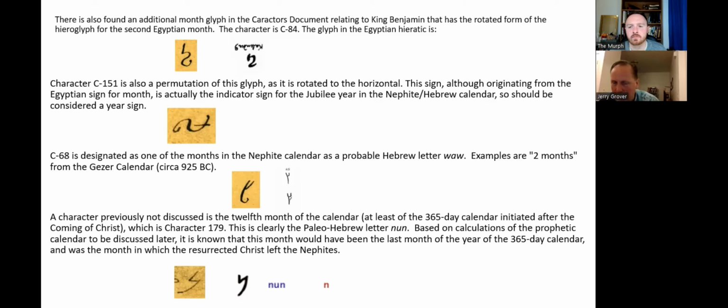They used the Paleo Hebrew pretty much exclusively for the months, and probably they did number them. What I'm trying to say is that they probably did use the Paleo Hebrew to represent numbers. Sorry about that.